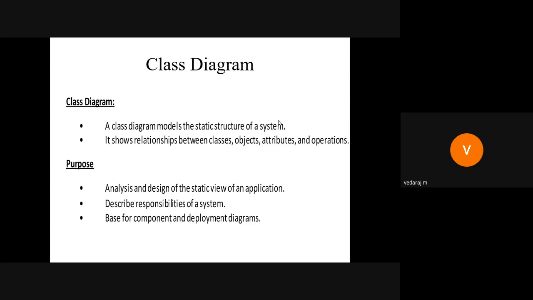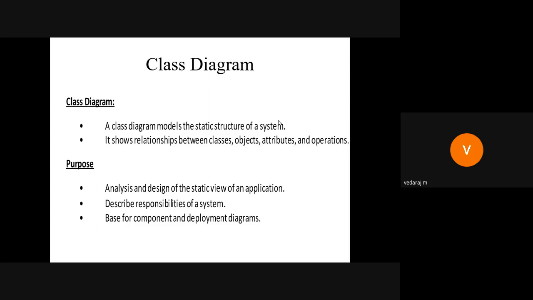Not only does it describe the static structure of the system, it also shows the relationship between various classes, objects, attributes, and operations. So it shows the relationship between classes. How the customer class is related to the retail shop, how the student class is related to the college, how the customer can be related to the bank. Okay, so it shows the relationship between various classes. Not only that, it also shows the relationship between objects, attributes and operations.